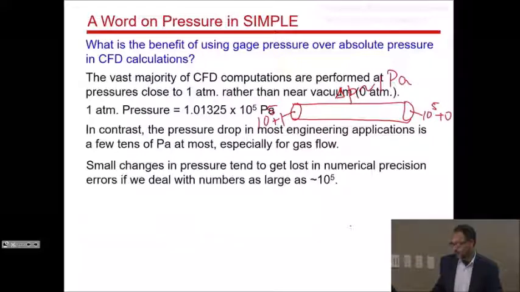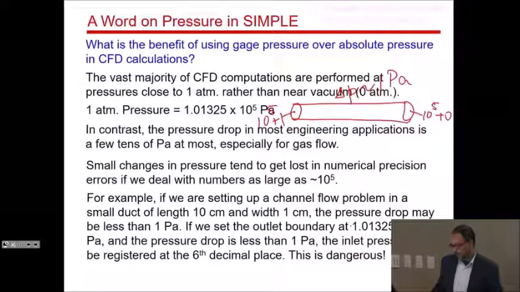And if you try to capture a millipascal in the context of almost a megapascal, then that's a problem. So what I'm saying here is that if we set an outlet boundary condition of 1 atmosphere, and the pressure drop is less than 1 Pascal, then the inlet pressure will be registered in the 6th decimal place, which is what I'm talking about here.